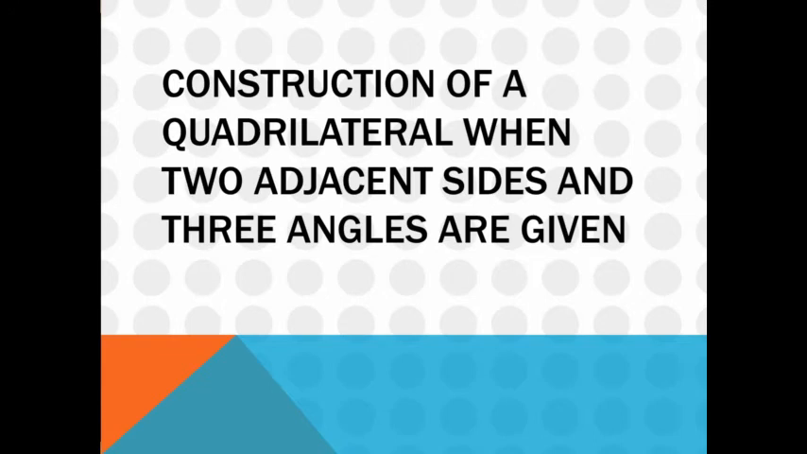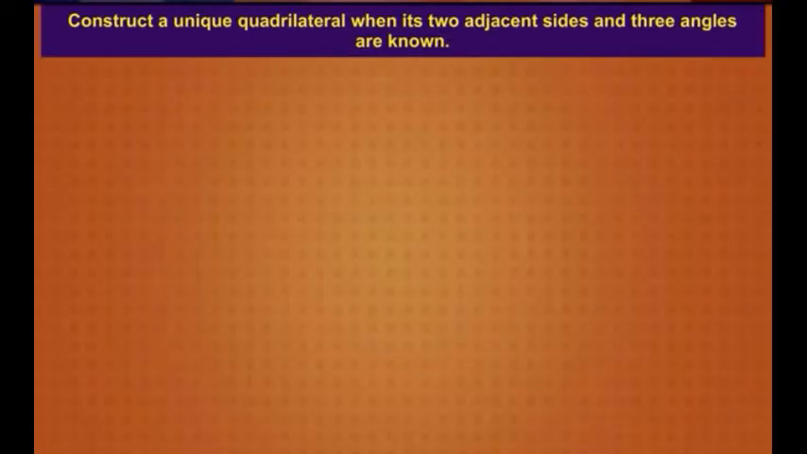Construction of a quadrilateral when two adjacent sides and three angles are given. Two adjacent sides means the sides which are connected to each other, and three angles. Construct a unique quadrilateral when its two adjacent sides and three angles are known.